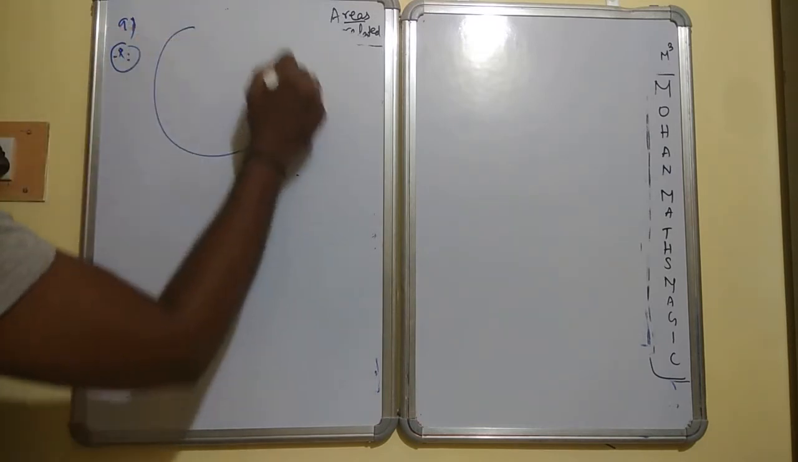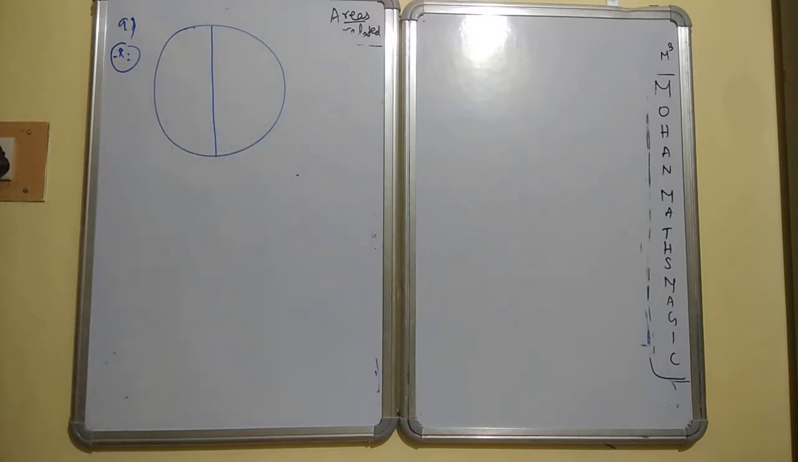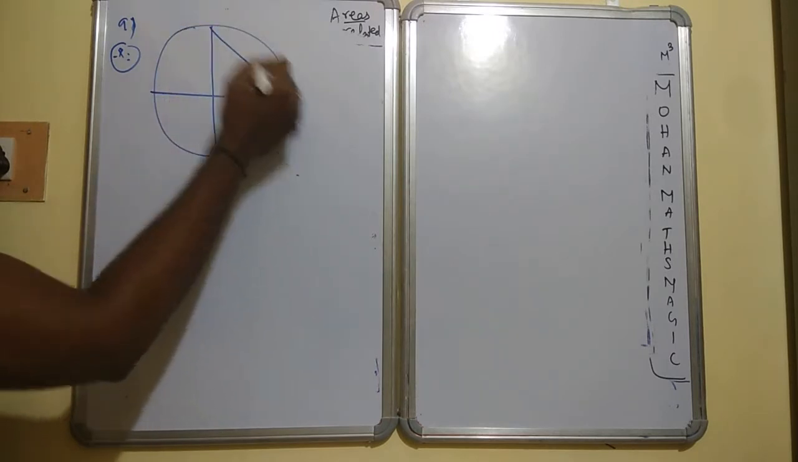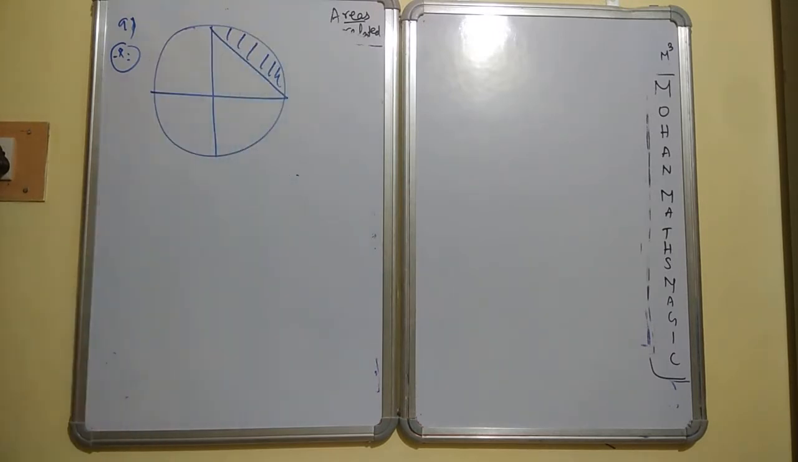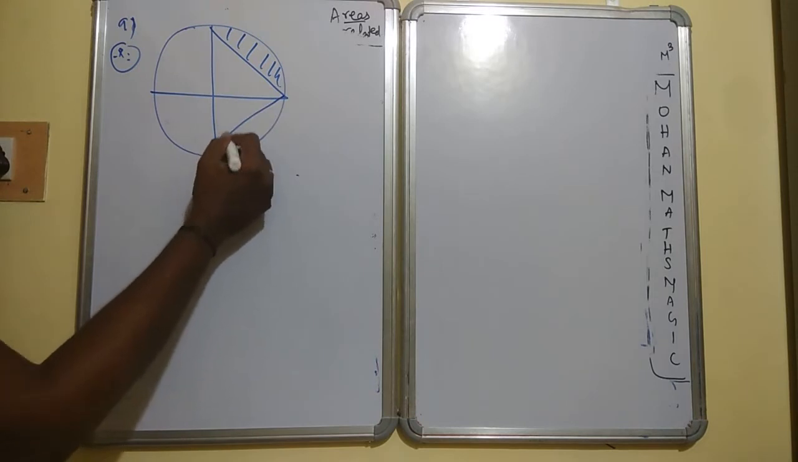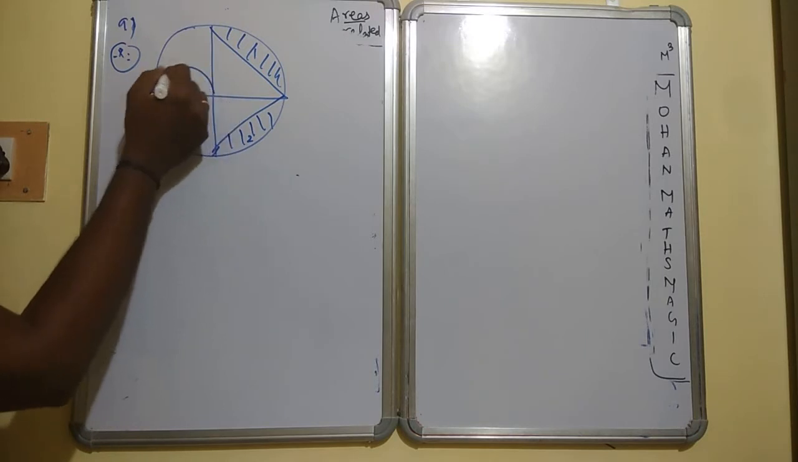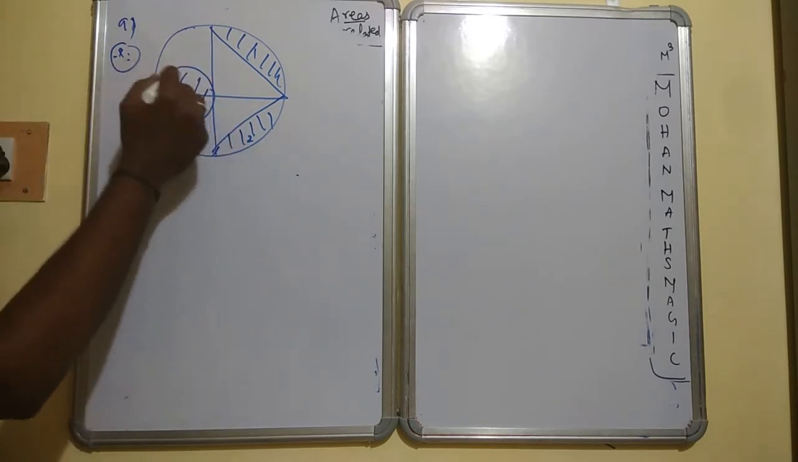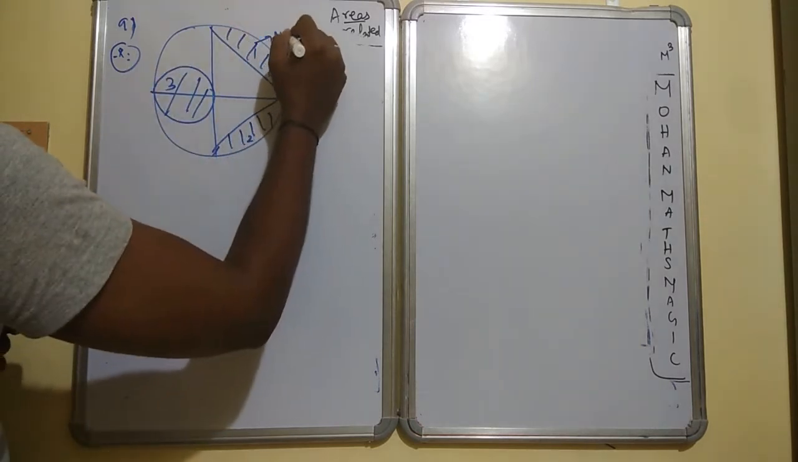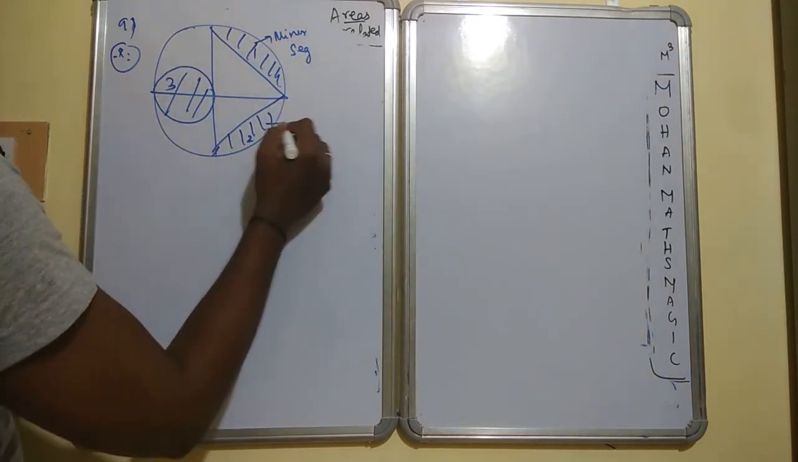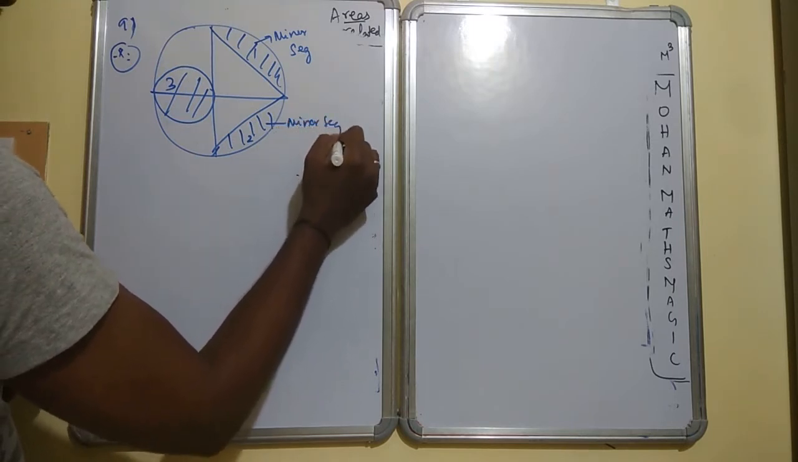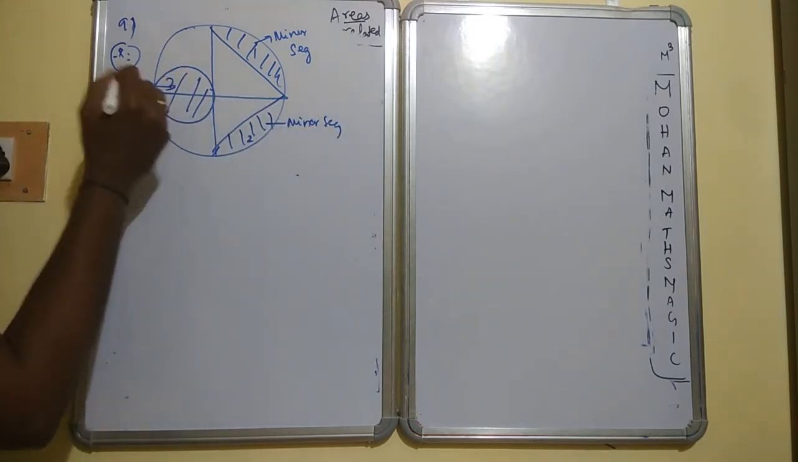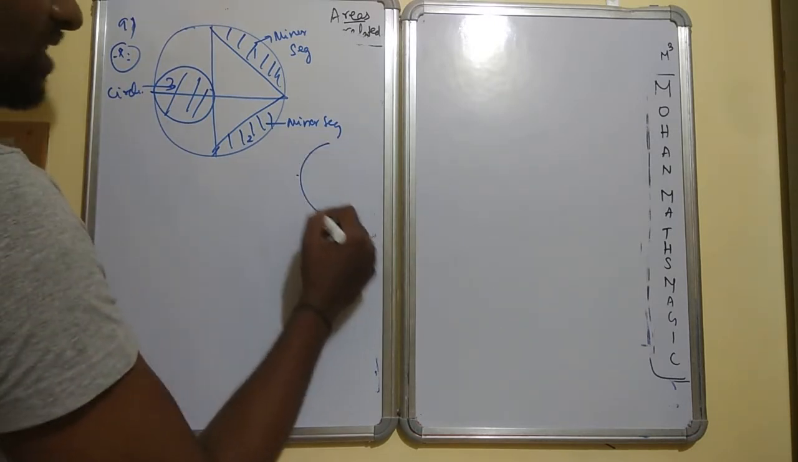So there is a circle with two diameters, and there is a segment region, and this is also a segment region: segment 1, segment 2. They asked you to find the area of the shaded portions. There are 3 shaded portions. One is this, said to be a minor segment. This is also said to be a minor segment. This is said to be the circle. But in board examinations, they will ask you this question.